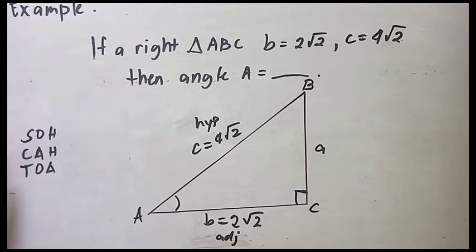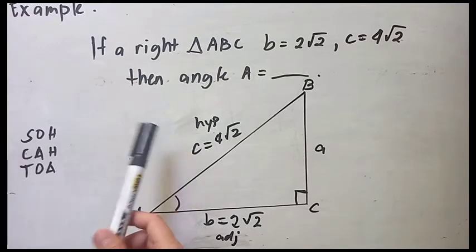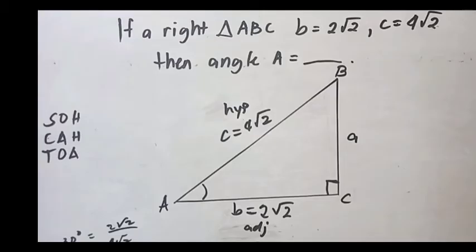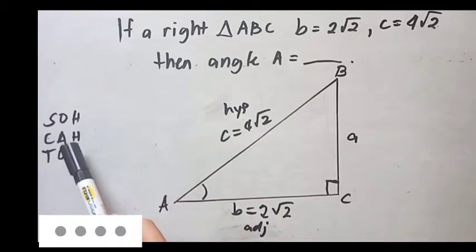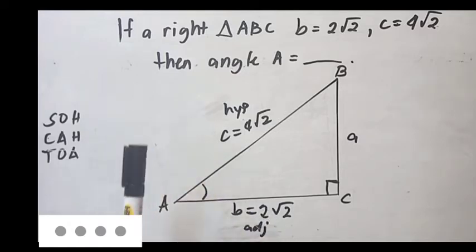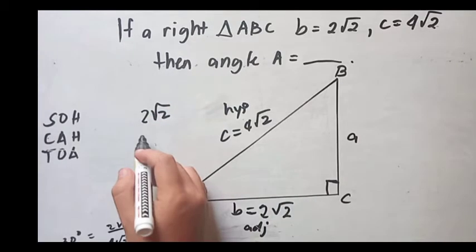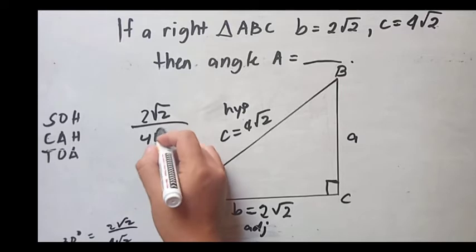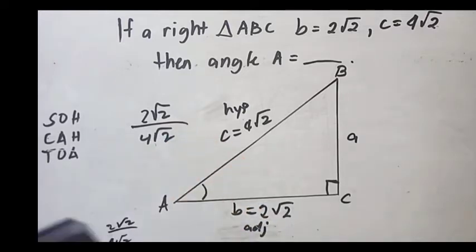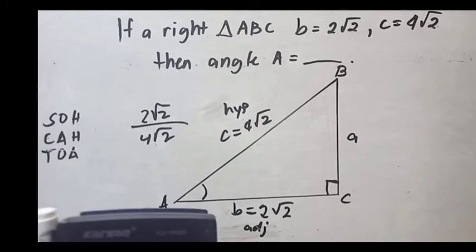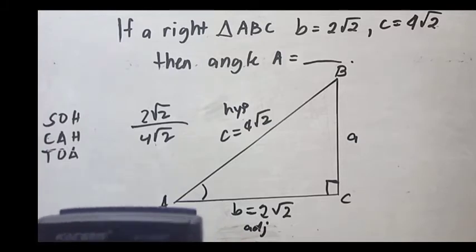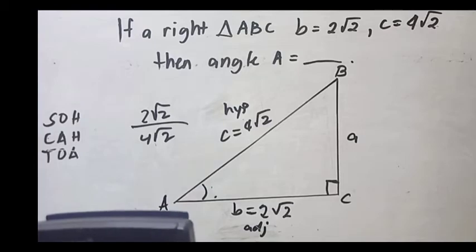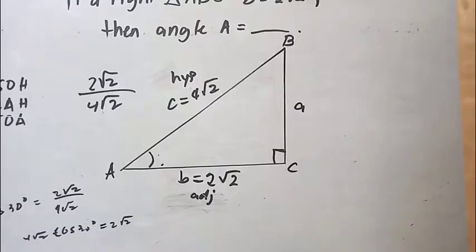Nasan kaya sa SOHCAHTOA ang involved? Both yung hypotenuse and adjacent. Sa SOHCAHTOA natin, meron tayong CAH, which is adjacent over hypotenuse. So, if this is adjacent and that is hypotenuse, i-divide lang natin sila. So, 2 square root of 2 all over 4 square root of 2. Sa calculator natin, in degrees, that is 30 degrees. So, angle A is 30 degrees.